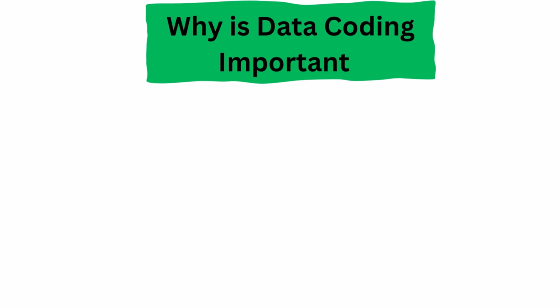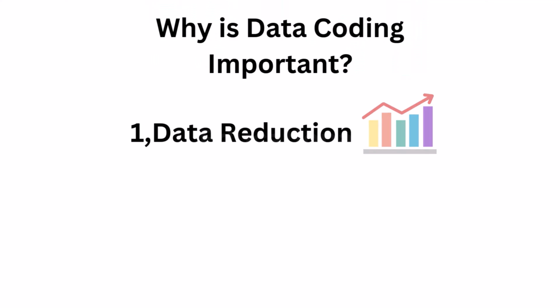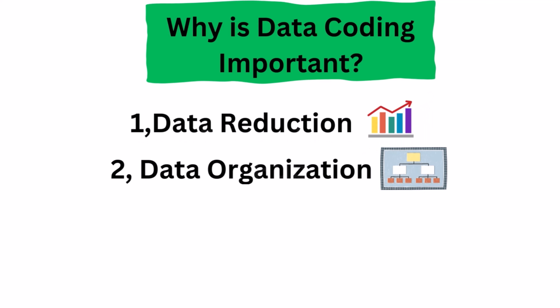Next question is, why is data coding important? Data coding plays a pivotal role in the research process for several reasons. 1. Data reduction. When researchers collect vast amounts of data, coding helps condense and summarize it. This reduction makes it feasible to analyze large datasets effectively. 2. Data organization. Coding provides a systematic way to categorize and group similar pieces of information together, making it easier to manage and analyze the data.